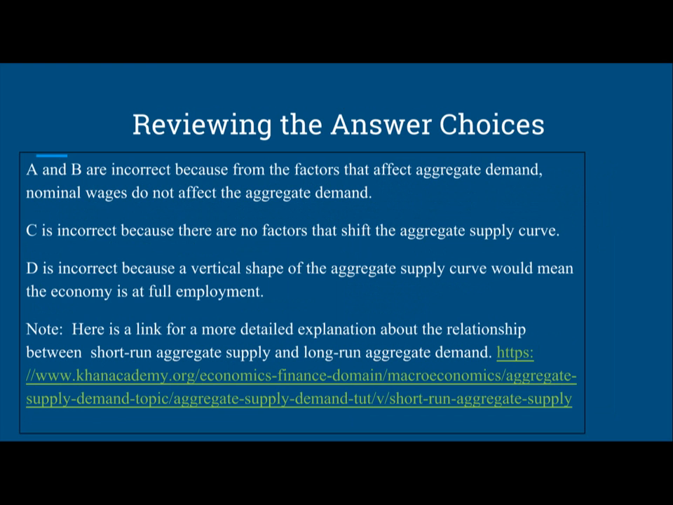Now D is incorrect because a vertical shape of the aggregate supply curve would mean the economy is at full employment. Now, if you need a more detailed explanation about the relationship between short-run aggregate supply and long-run aggregate supply, there's a link provided right over here in this PowerPoint, which I will make available towards the end in the link of this YouTube video.